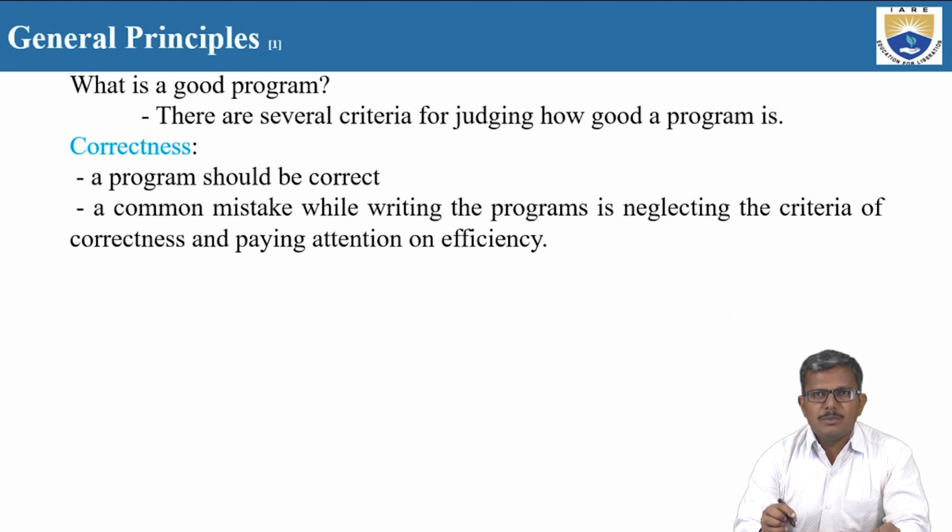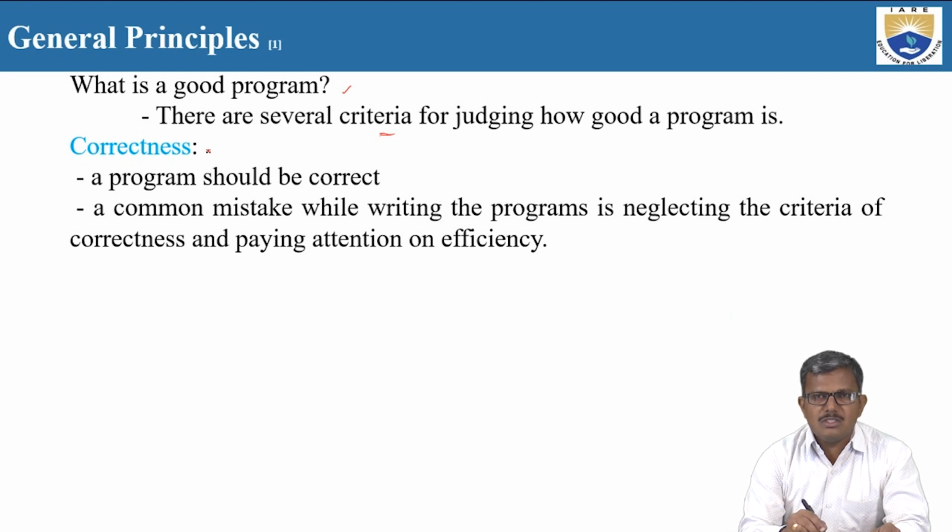Coming to the general principle, what is a good program? Everybody can write a program, but we cannot say which one is a good program. That is why there are different kinds of properties which a program needs to satisfy. So when can we say that a particular program is a very good program? For that, there are several criteria, or properties, which a program needs to satisfy. Then only we can say that it is a very good program.